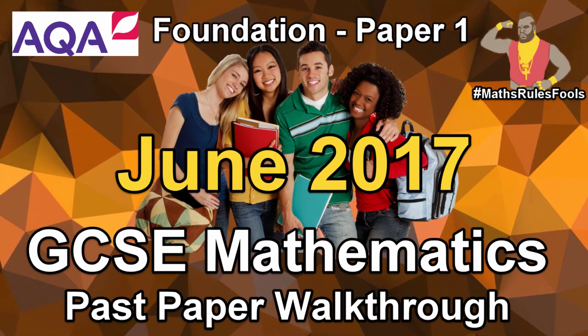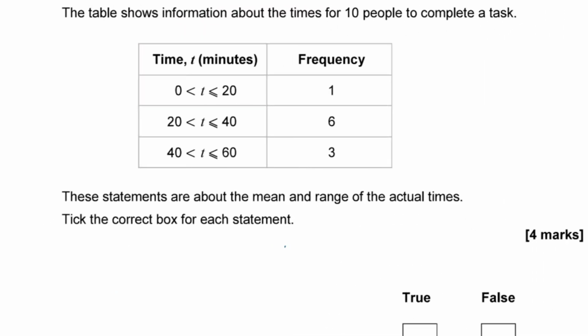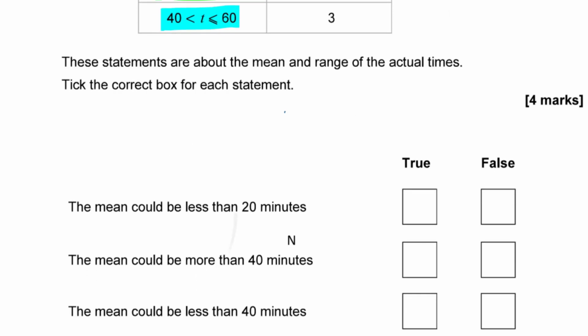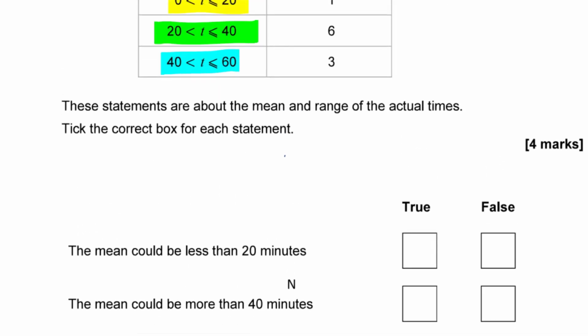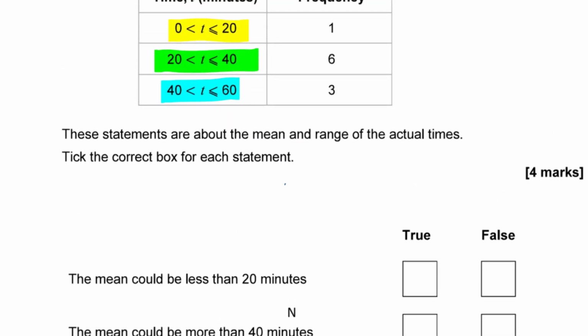The table shows the times it takes 10 people to complete a task, and we can see that it took one person between 0 and 20 minutes to complete a task. It took 6 people between 20 and 40 minutes, and it took 3 people between 40 and 60 minutes to complete the task. Now there's a series of questions underneath that we need to decide whether or not are true or false, depending on the information we've been given.